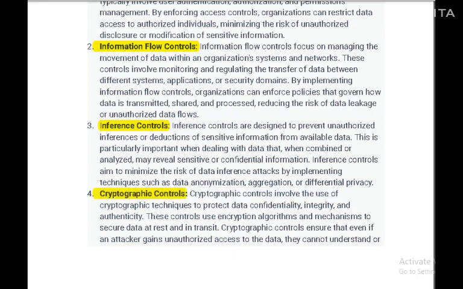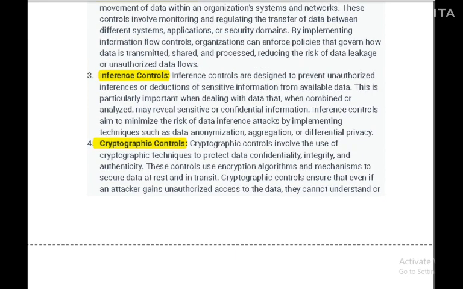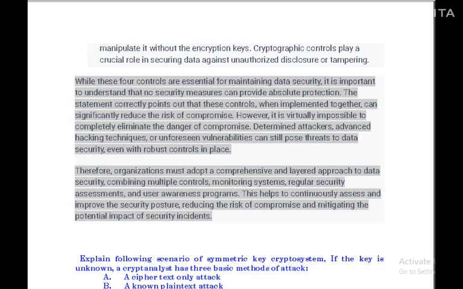Later, cryptographic control involves the use of cryptographic techniques to protect the data's confidentiality, integrity, and authenticity. This control uses encryption algorithms and mechanisms to secure data at rest and in transit.